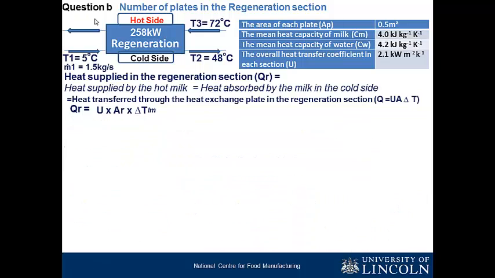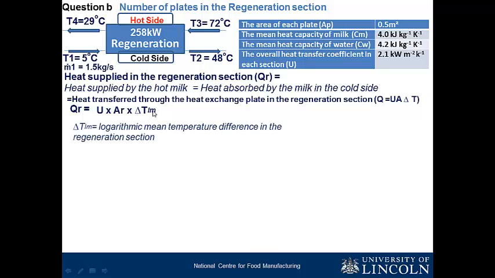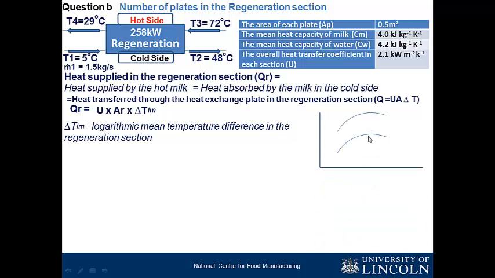So we've been able to find out our T4. Our T4 is 29 degrees Celsius. So we need to find out our logarithm mean temperature difference in the regeneration section. Now to do that, you need to draw something here so that you can understand how to do that.